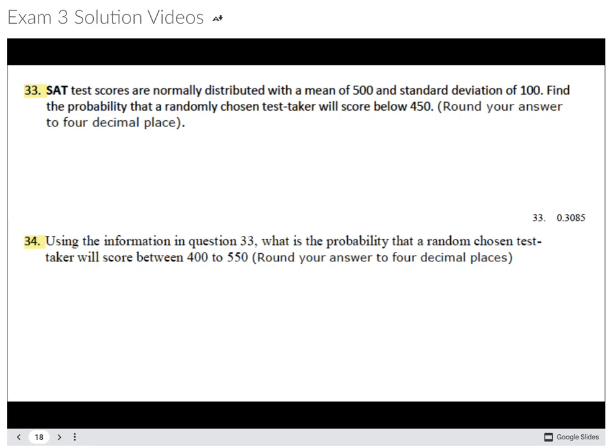So adding on to what we did in 33, here's 34, similar type question. But this time we're going to have a score between 400 and 550. Again, using that the mean of 500 and the standard deviation is 100. So we can use the same approach.